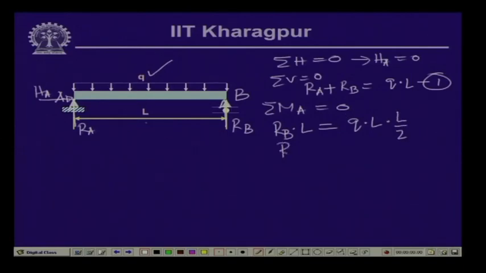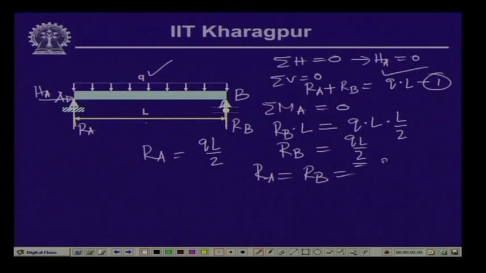This gives us a value of R B as equal to Q L by 2, and from equation 1 we can write that R A is equal to Q L minus Q L by 2, which is equal to Q L by 2. From this particular diagram also we can visualize this being a symmetrical one, that R A is equal to R B is equal to Q L by 2. The total load is Q times L, and half of the load is shared by R A and R B.